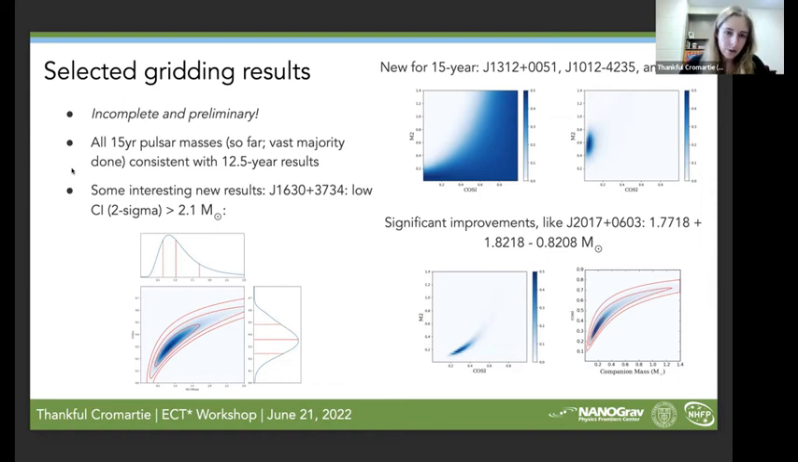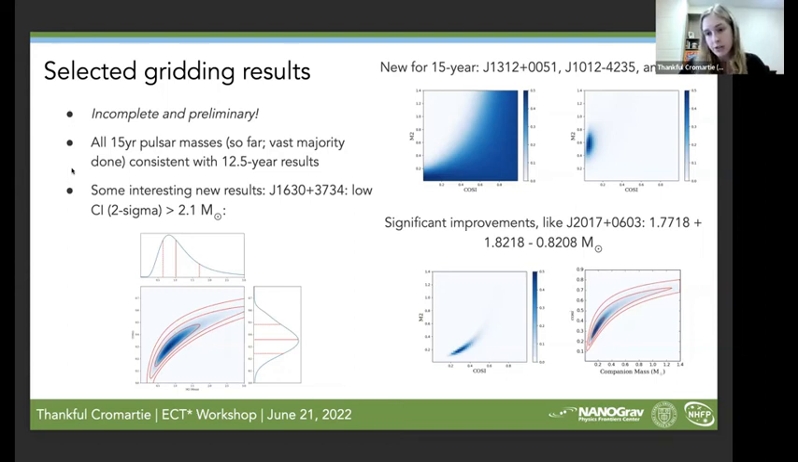There are some interesting new results. This 1630 source, the low end of its 2 sigma confidence interval is more than 2.1 solar masses. I would caution against getting super excited about this because it is really poorly constrained right now. But it's interesting. It's sort of like what we saw for 0740 at the very beginning when we were just able to sort of constrain the Shapiro delay parameters. And so we're going to keep an eye on this one for sure. But it's just an example of sort of a new measurement that's kind of interesting.